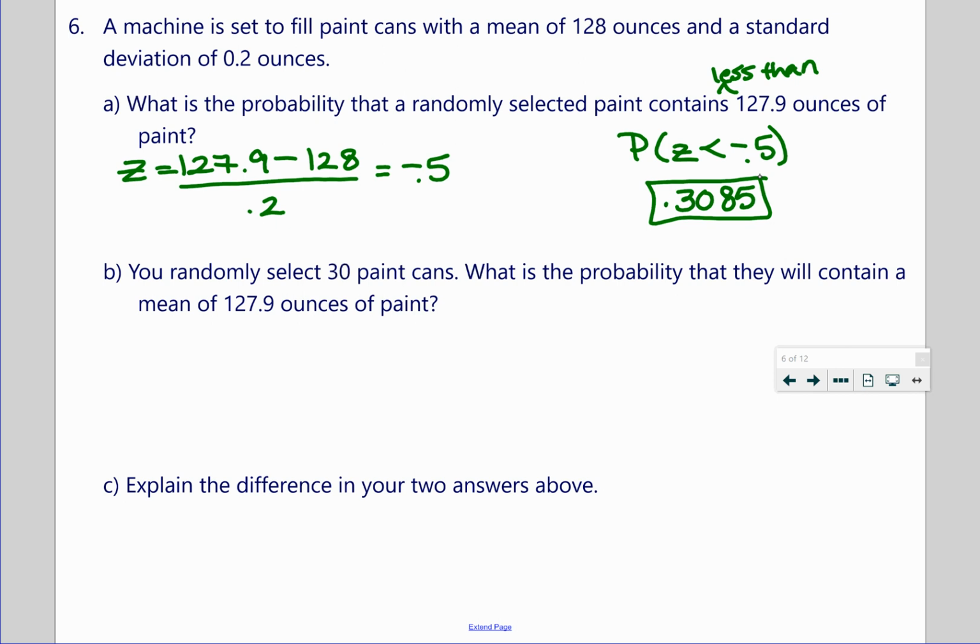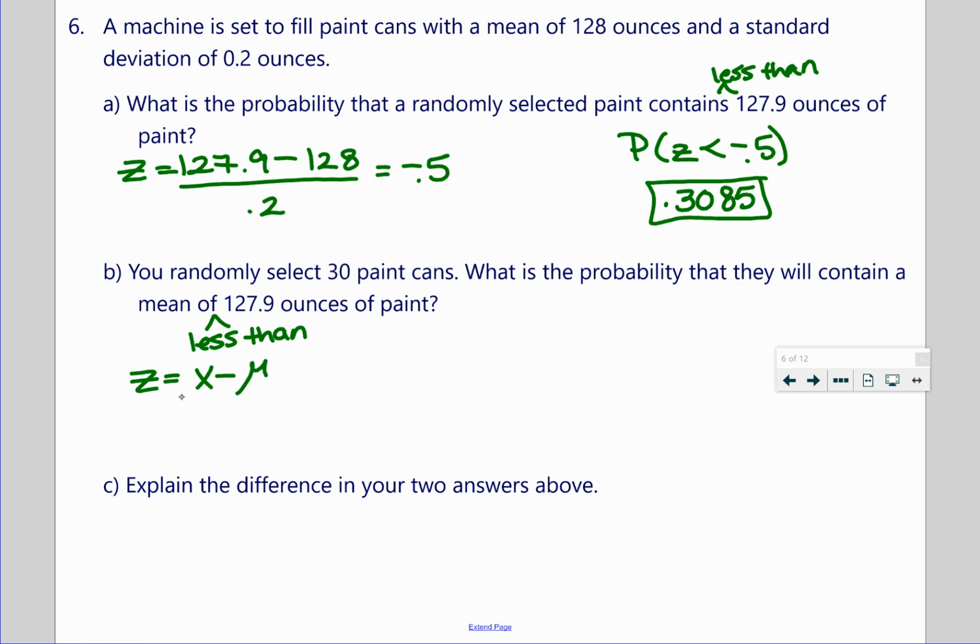All right, part B, you randomly now select 30 paint cans, not just one. What is the probability that they will contain a mean of less than 127.9 ounces of paint? We're going to find a Z-score again, but as soon as you have a sample size, it's not just a single thing that you're calculating. We're going to be using the Z-score formula that we've been using with our hypothesis testing, where you divide by the standard deviation and also the square root of the sample size is included in the formula. So I'll write it out here.